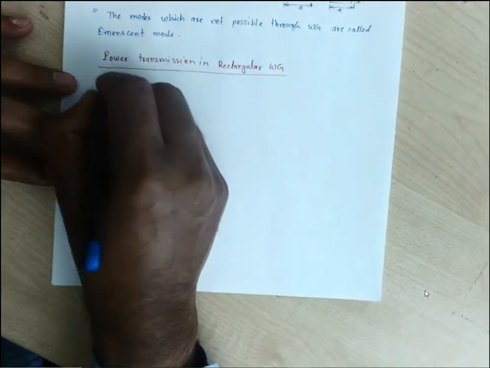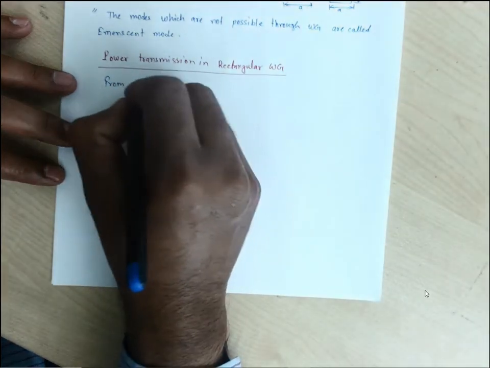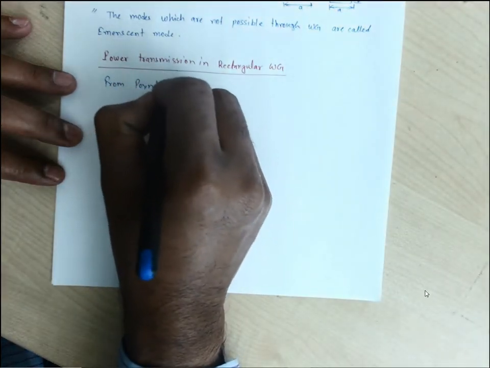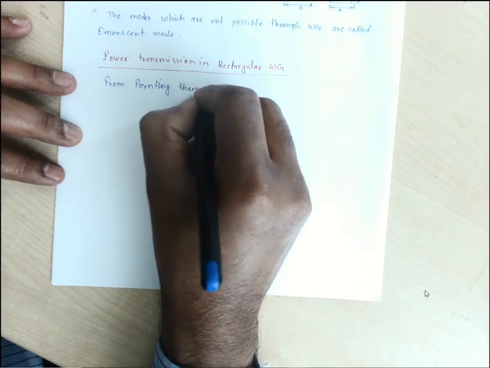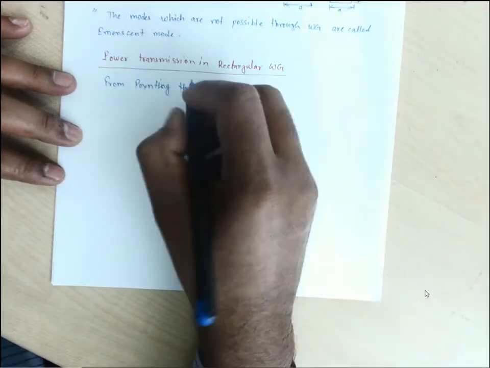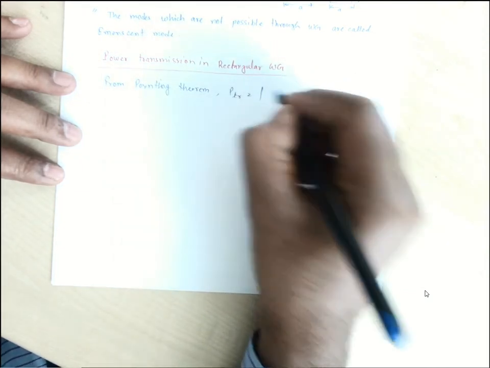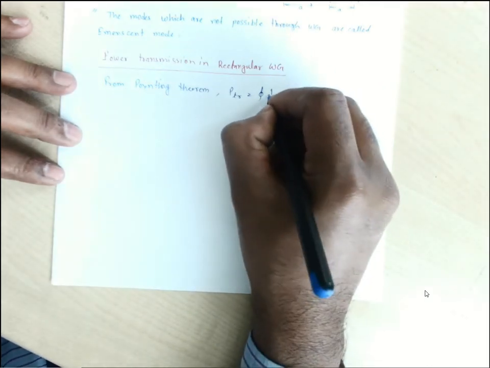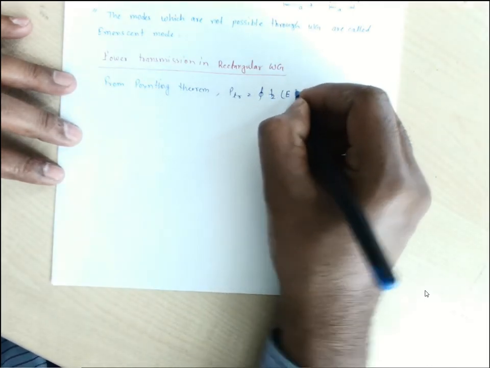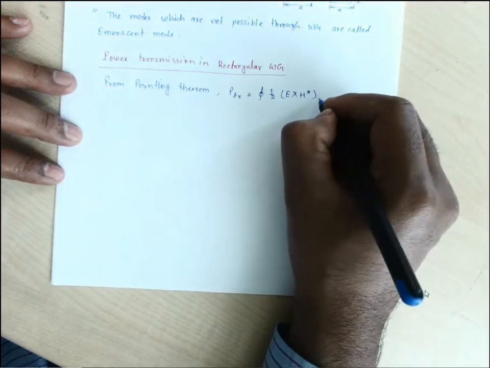So from the Poynting theorem we can write down this transmitted power. It is the closed surface integral of half of E cross H conjugate dS.